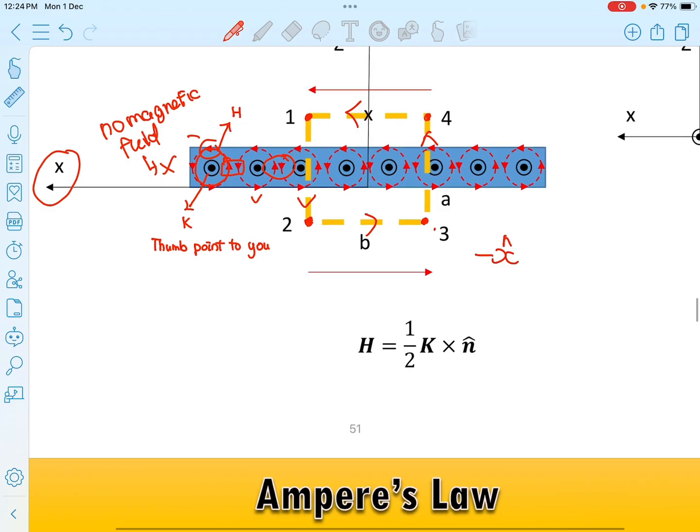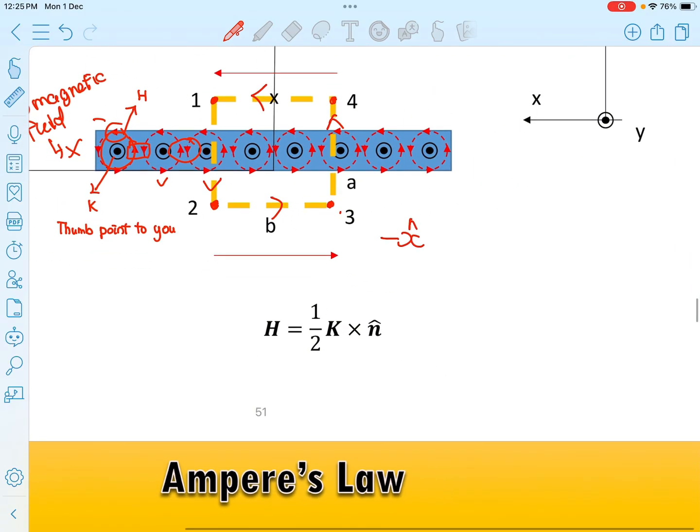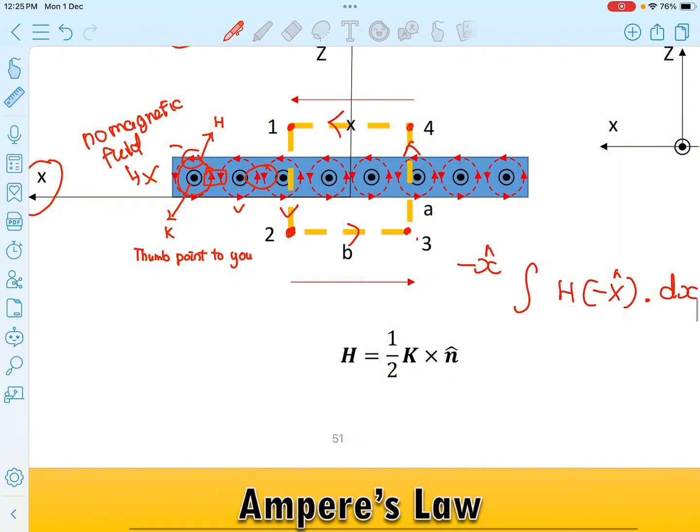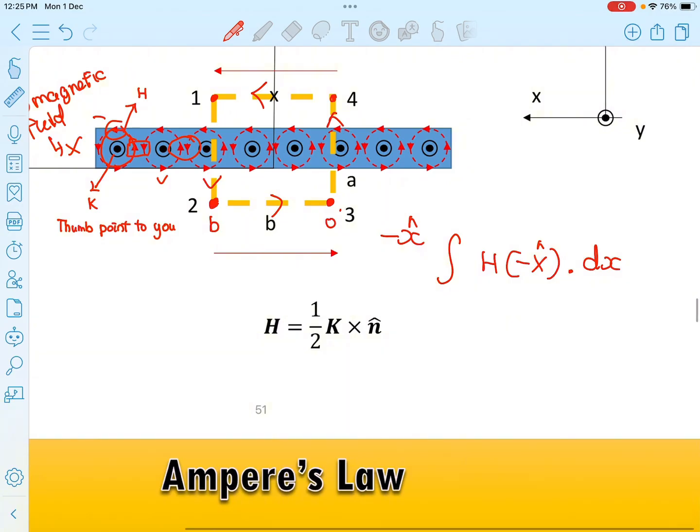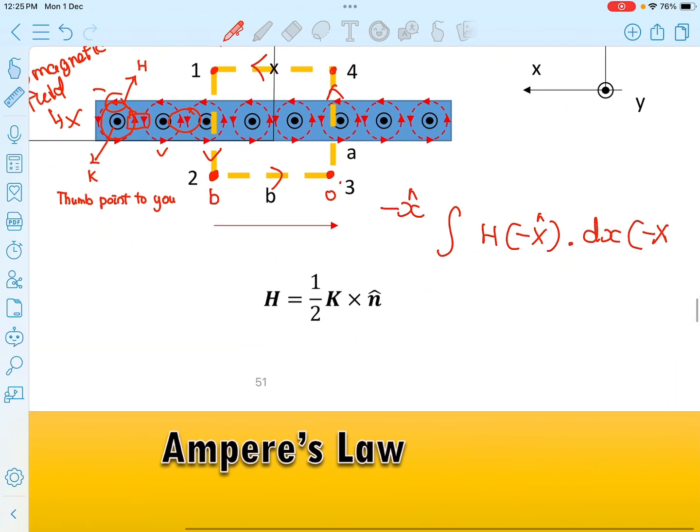Okay, negative x direction. So if I write it here, my H is in the negative x direction, and I dot product with dx. You are integrating because the length is b. Just imagine you are integrating from b to 0. The direction is also the negative x direction. So b to 0. Oh no, the direction should be positive.